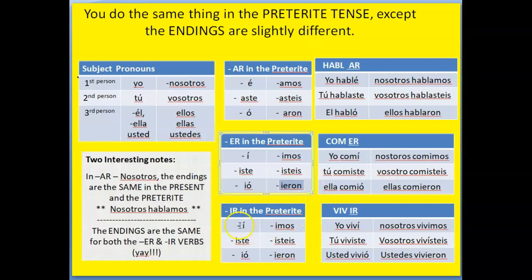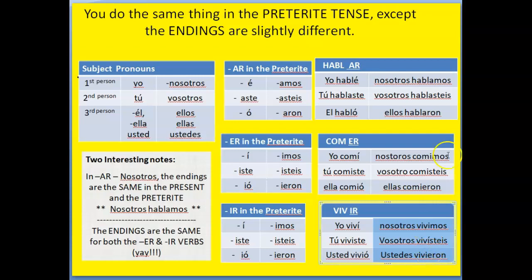Now those endings are exactly the same on IR verbs. So let's use it with vivir. Yo viví, tú viviste, él vivió, nosotros vivimos, vosotros vivisteis, and ellos vivieron.